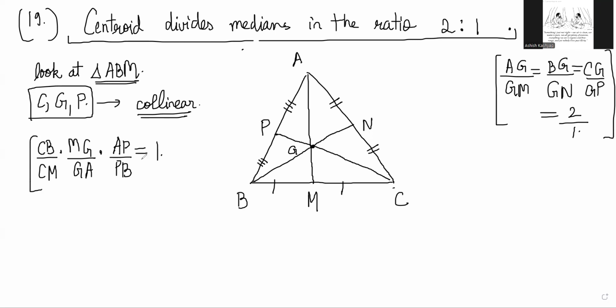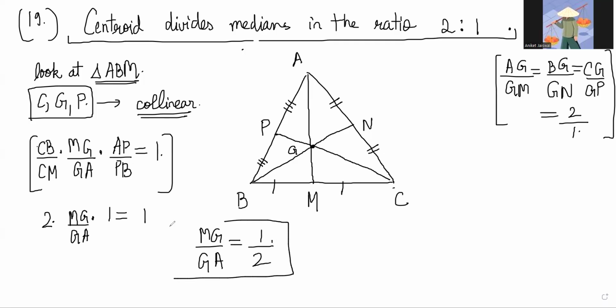1 by Menelaus. CB by CM is clearly 2, into MG by GA, which we don't know, into AP by PB, which is 1. So we are getting MG by GA is 1 by 2, hence proved. Obviously you can think of a different triangle and three different points and get the other ones also. So this is a one-step proof by Menelaus. That's what I want you to realize.